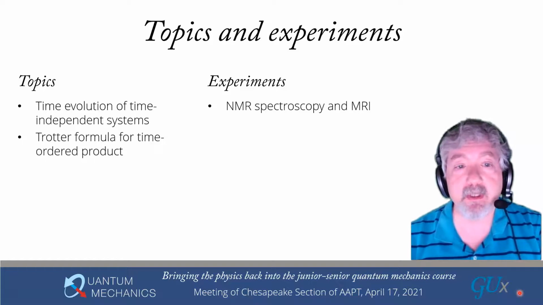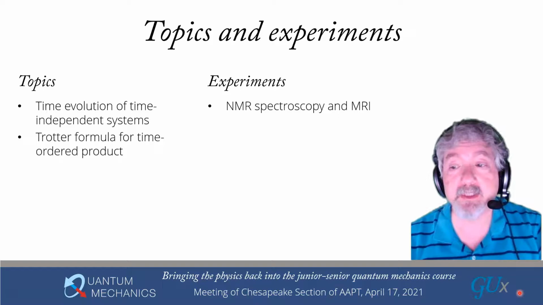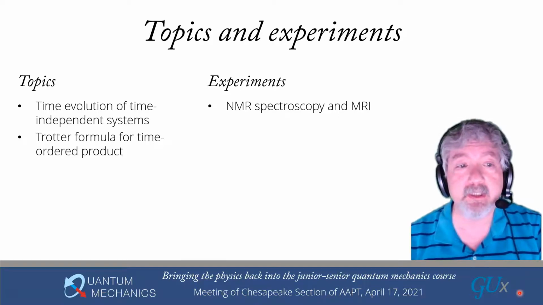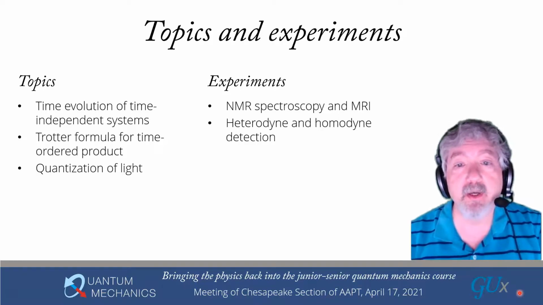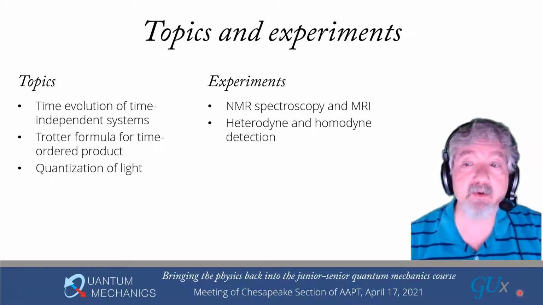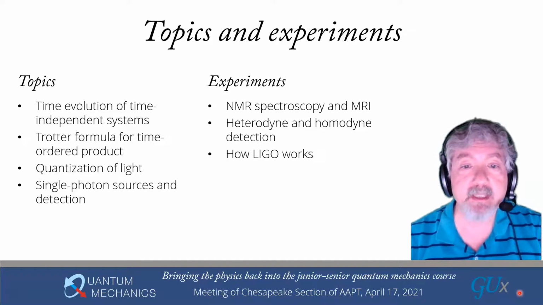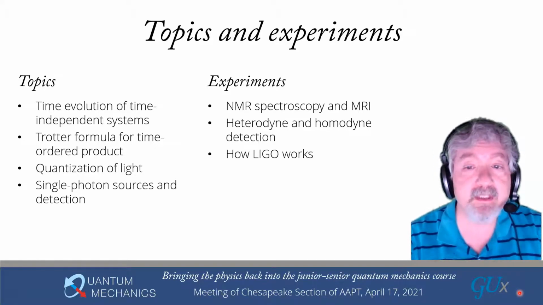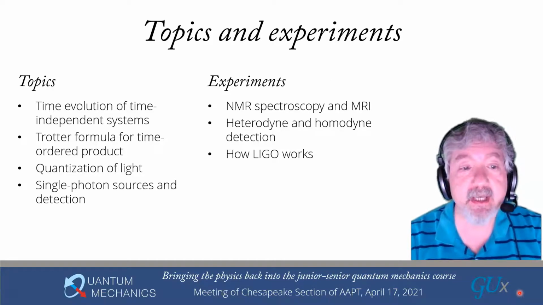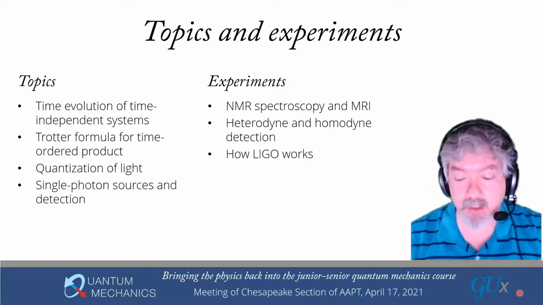We introduce the time evolution via Trotter product formula, which is actually a much more natural way of introducing the time-ordered product. We then talk about quantization of light. And with that, we look at how you measure a photon. We look at heterodyne and homodyne detection. We also talk about what a single photon source is and how you detect single photons. And with that and the fact that we've already covered squeezing, we can then discuss how LIGO works.